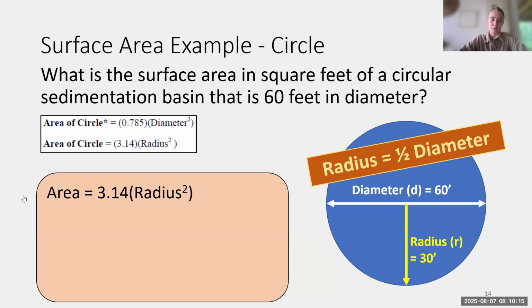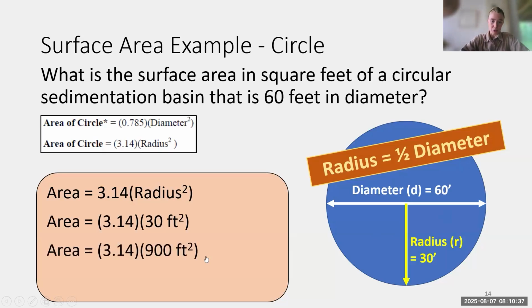So if we use that base equation, we're going to plug our radius in, right? If the diameter is 60 feet, we know that the radius is 30 feet because that's half of 60. So we're going to take that 30 feet and plug it into that equation. We have 3.14, or pi, times 30 feet squared.